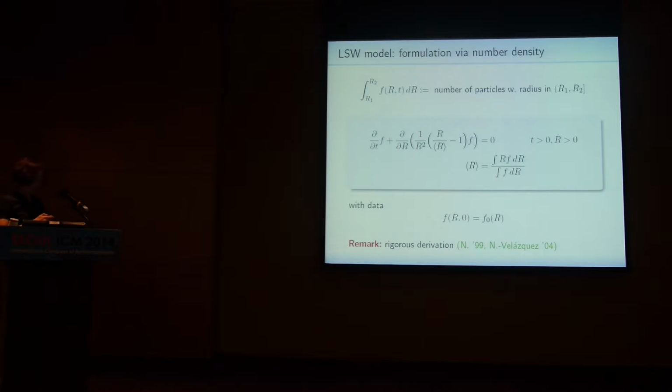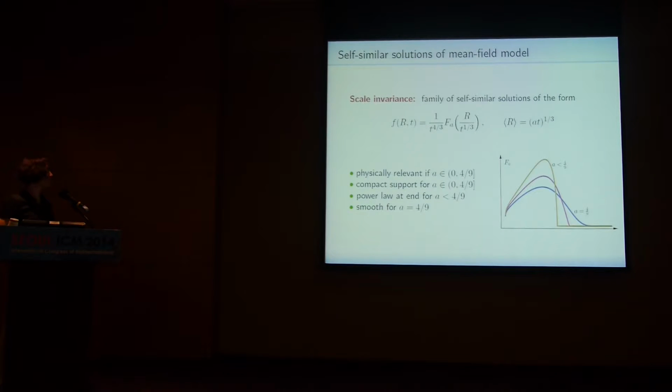So this was very roughly the formal idea of how to derive the model that we just mentioned. This derivation can be made rigorous in the sense of homogenization. It's really the leading order theory, if you want, in the limit as epsilon goes to 0. But now, what about the self-similar behavior in this LSW model?